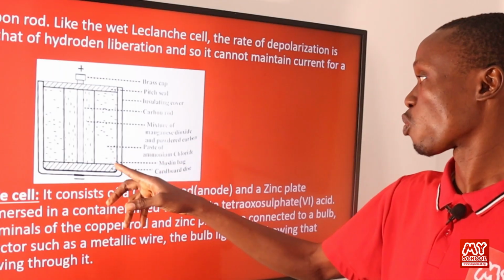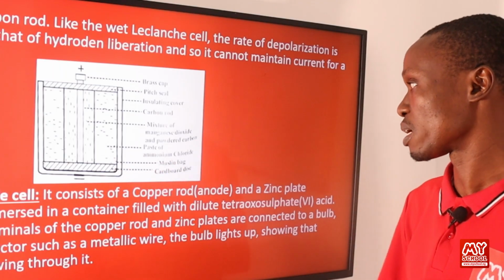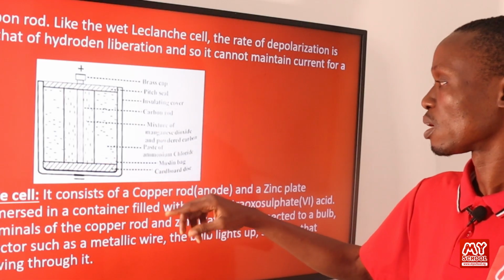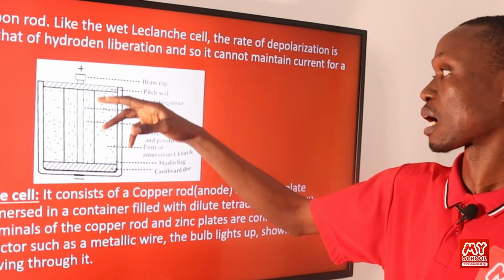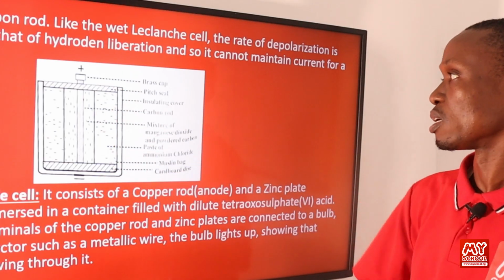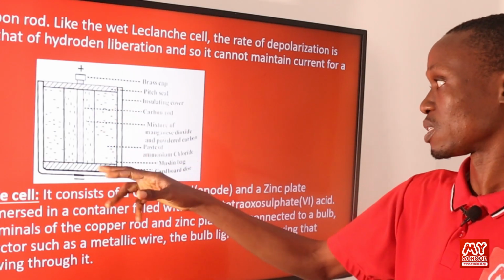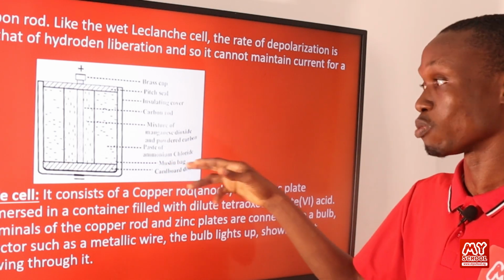Okay, then here we also have a muslin bag. Then we also have a cardboard disc. So this cardboard disc prevents the carbon rod from touching the base of the container. That is the base of the muslin bag.